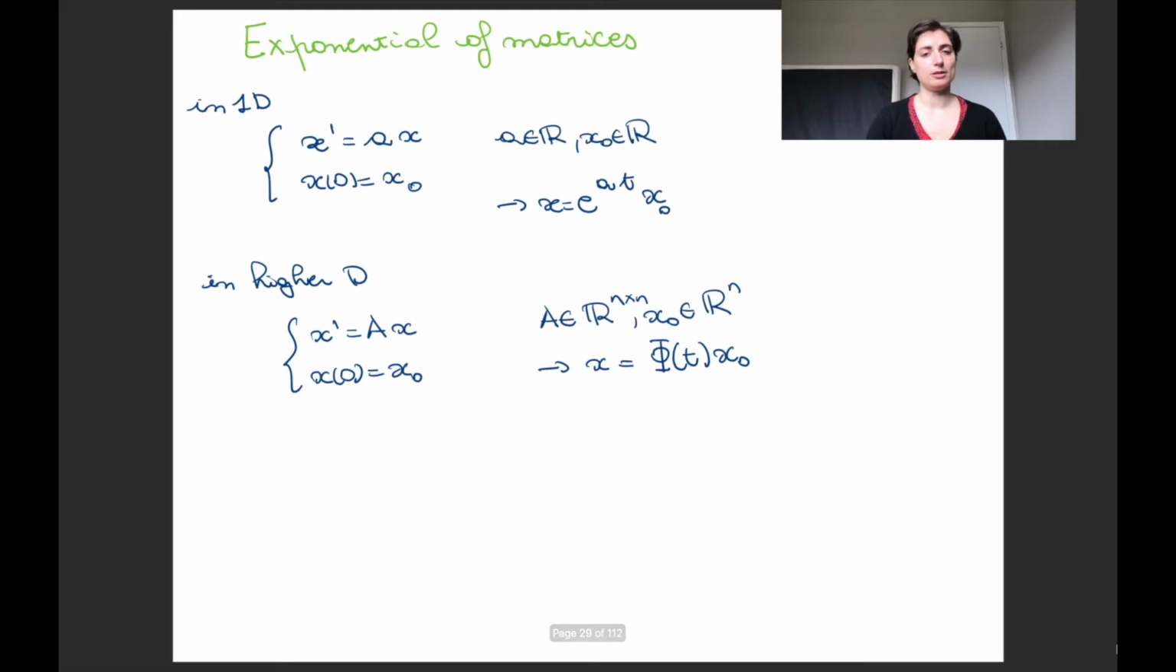In higher dimensions, we have that x prime equals capital A x, where A is a square matrix of size n. X at 0 is x0, where x0 is the vector of initial conditions. And we have that the solution is x equals the special fundamental matrix that we have just constructed, phi of t, times x0. We want to investigate if there is a relationship in here between the phi t and exponential of at.